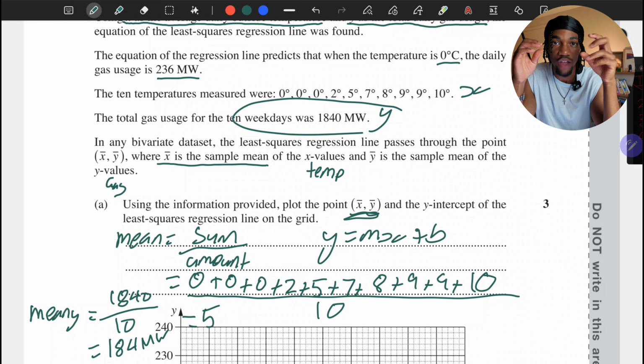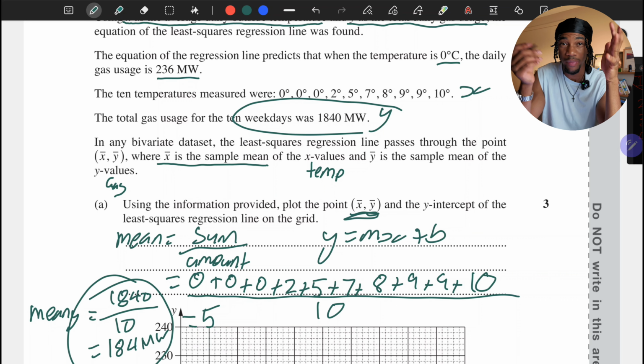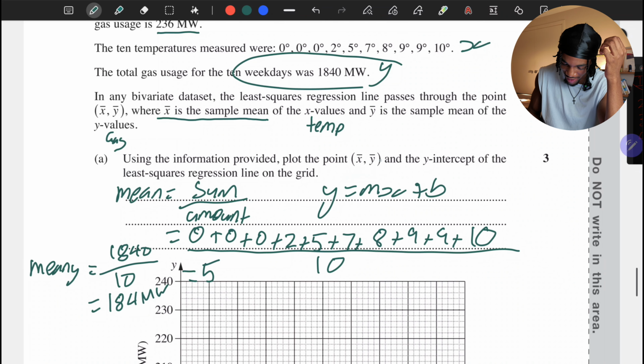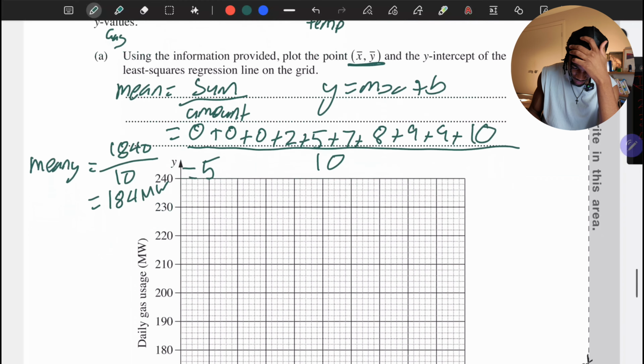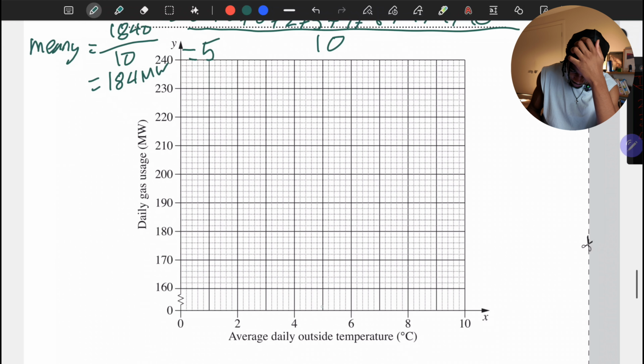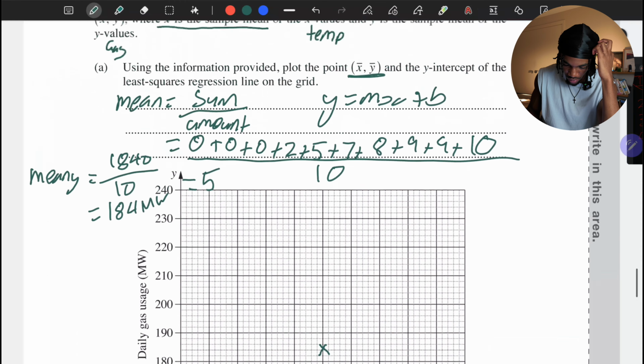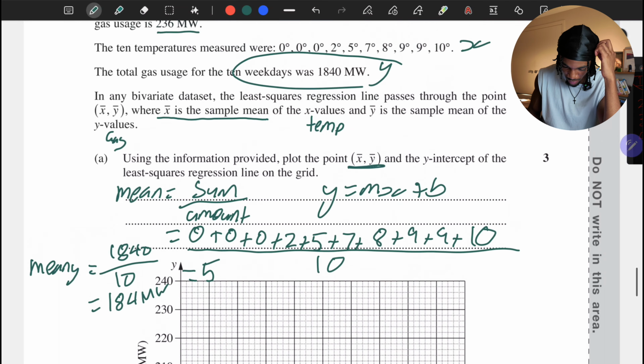Now that I've got this information, we can just repeat: how do I get 1 mark? After we've got this information, how can we build upon this? We can just do what the question says and plot these points. So 2.5 and 184. So here. By plotting the point and the y-intercept.